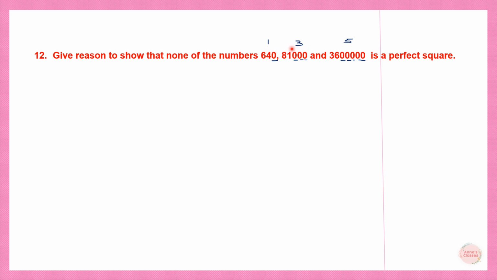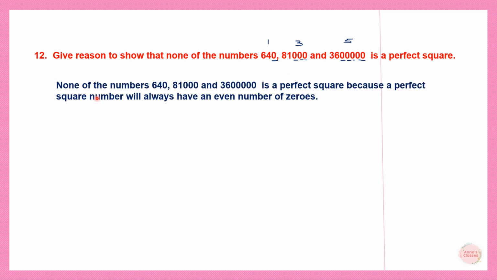It's an odd number. 1, 3, 5, they are odd numbers, and we know very well that if the squares of numbers end in zeros, the zeros have to be an even number. So none of the numbers is a perfect square, because a perfect square number will always have an even number of zeros. So here the number of zeros are odd numbers, so they're not perfect squares.